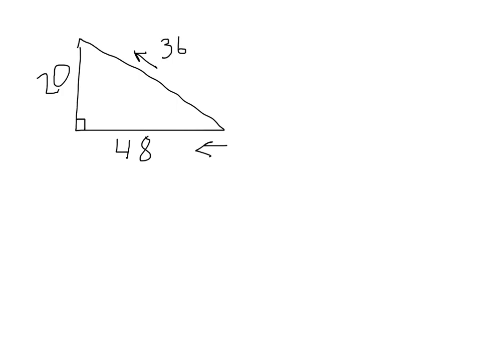Okay, so there's our right triangle. The boat is 20 feet below the pier, and we want to know when it's 48 feet away, how fast is the boat moving toward the pier if the cable is being pulled in at a rate of 36 feet per minute. A little old Pythagorean theorem reveals that the length of the hypotenuse right now is 52 feet.